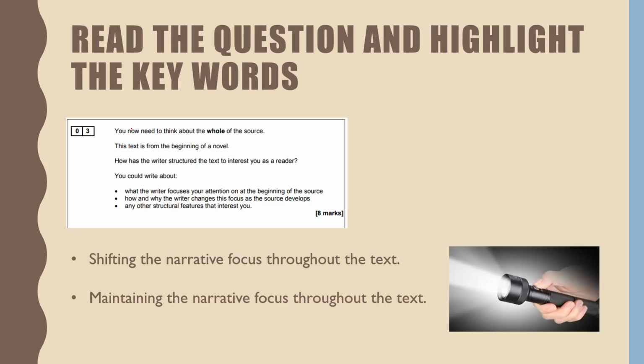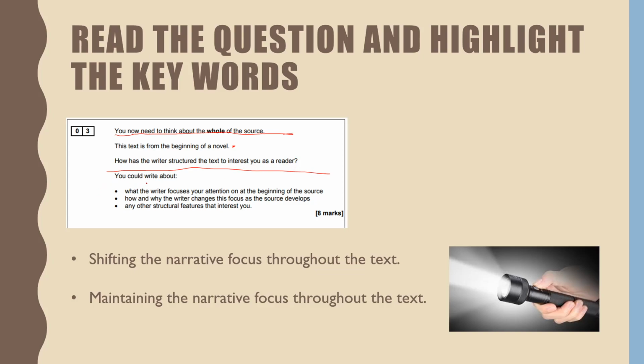This is what the question is always going to be like. On other questions, it might change a little bit between exams, but it's always going to say exactly this, apart from this part here, which will change very, very slightly. But the main question is always going to be the same. It's always going to say you need to think about the whole source text in the beginning of the novel. How has the writer structured the text to interest you as a reader?